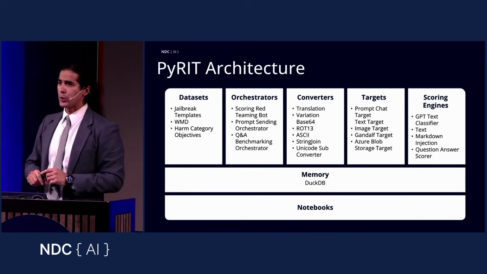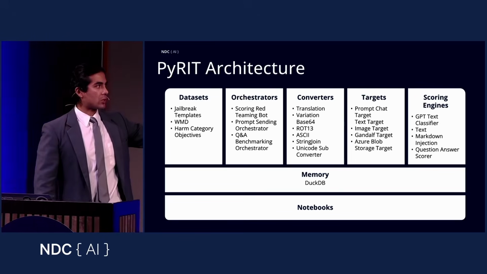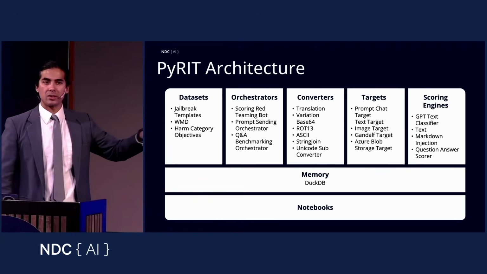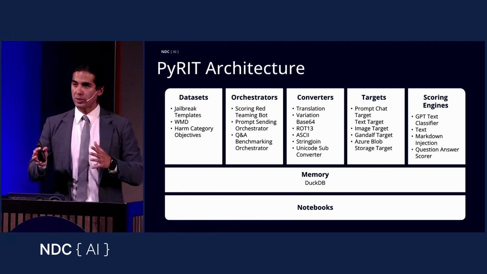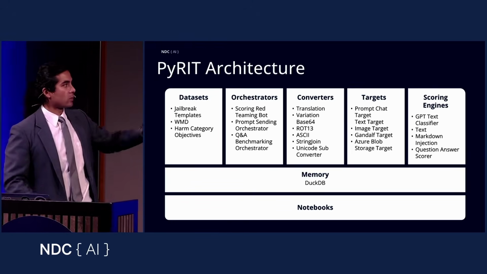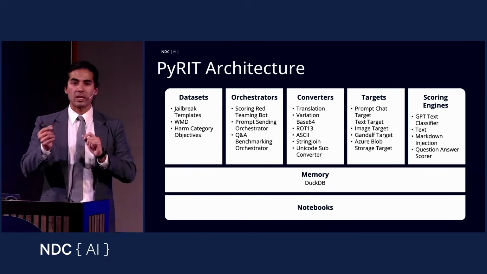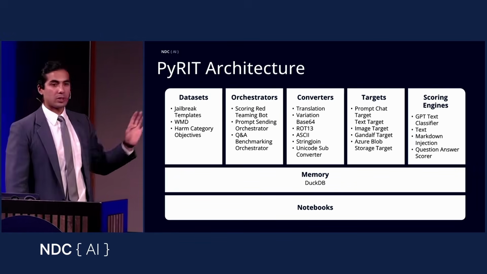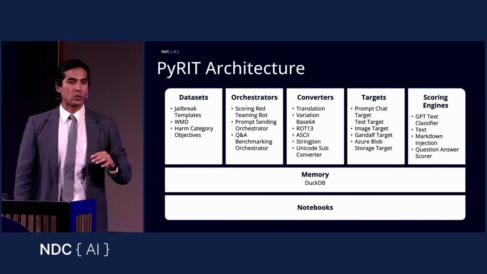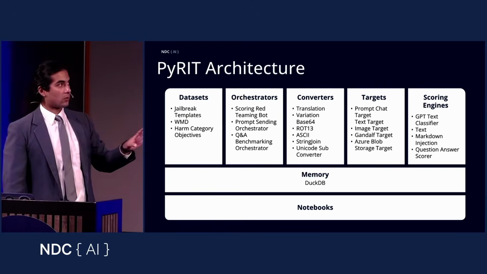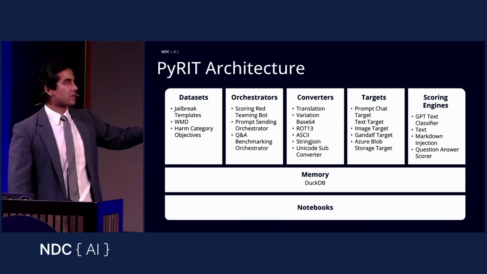From a high-level overview, this is what the PyRIT architecture looks like. We have datasets, orchestrators, converters, targets, and scoring engines. I should mention that there are a few tools out there that help with AI red teaming, Garak being one of those as well. The names are a little bit different, but the concepts are broadly applicable to what the other tools have. The UK AI Safety Institute has another tool called Inspect. That one is more for benchmarks and evaluations, but again has very similar components.